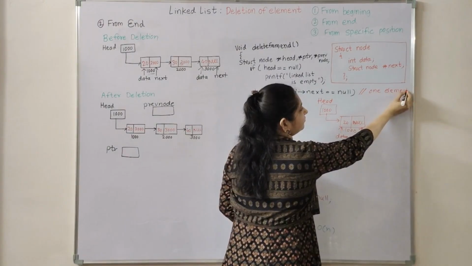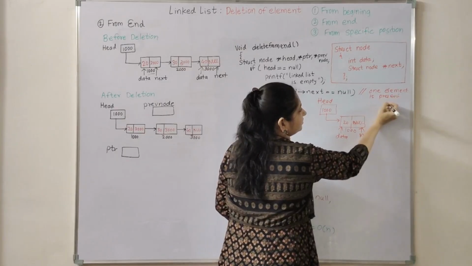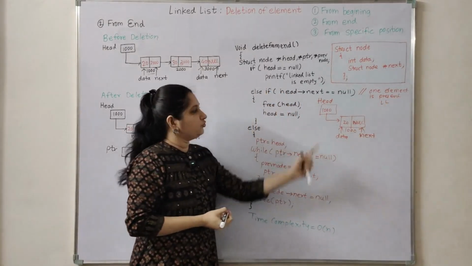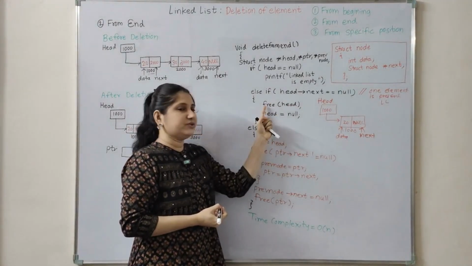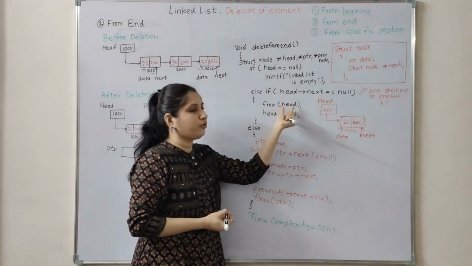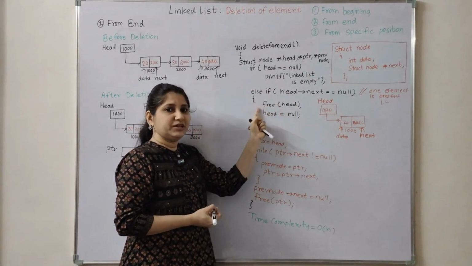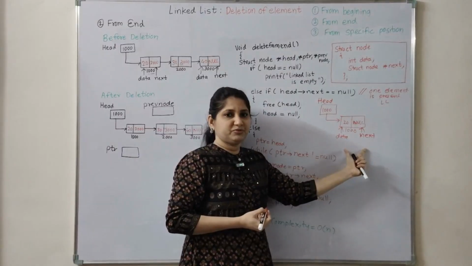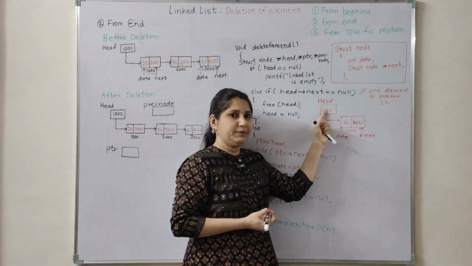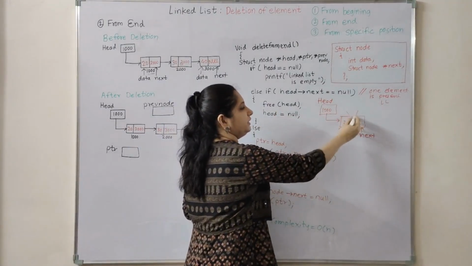So whenever only one element is present in the linked list, this code will be executed. In that case only one element is present over here, so we free it. We keep the head pointer over here and write free(head). This free function will free the memory space occupied by the head pointer, our pointer variable, and this element will be deleted.